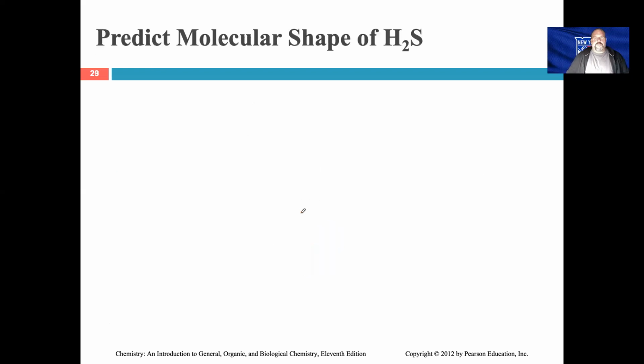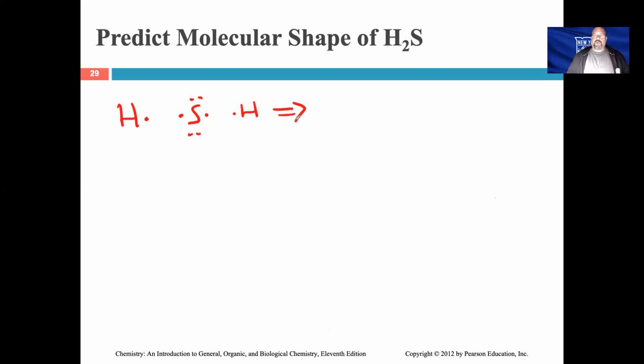All right. So let's look at an example. Predict the shape of H2S. All right. How would we do it? Well, the first thing we want to do is take a look at an electron dot or a Lewis dot structure. Because essentially, to predict the shape, we need to know what's going on around the sulfur in terms of bonds and lone pairs of electrons. So the only way to do that essentially is to draw the electron dot structure of it.